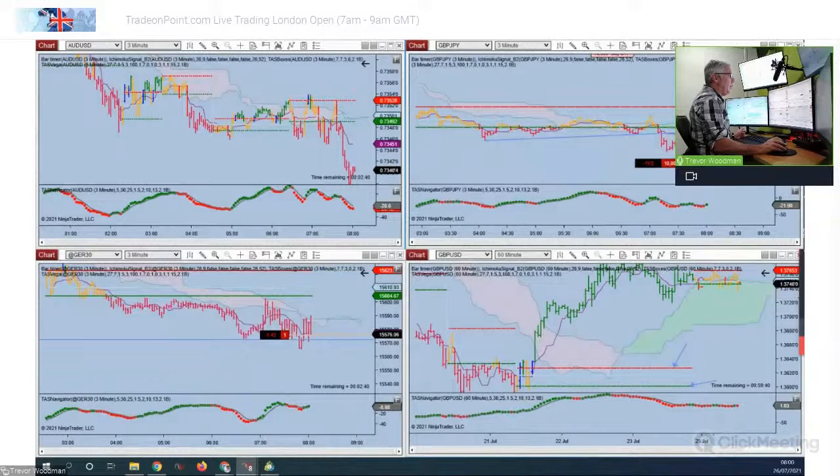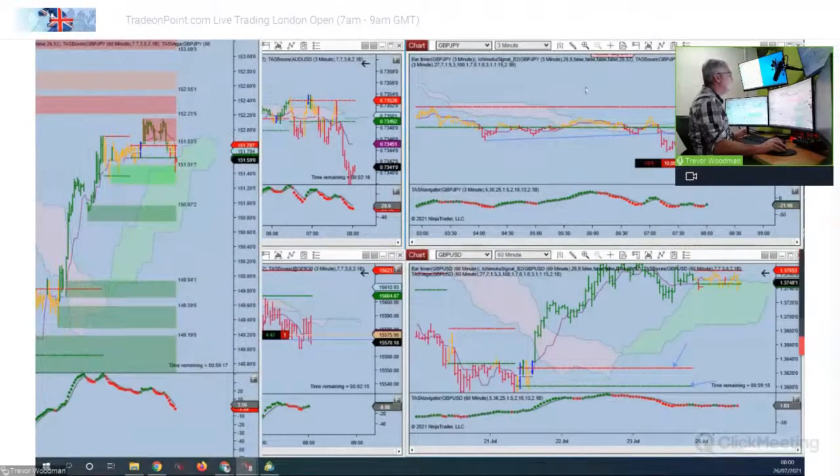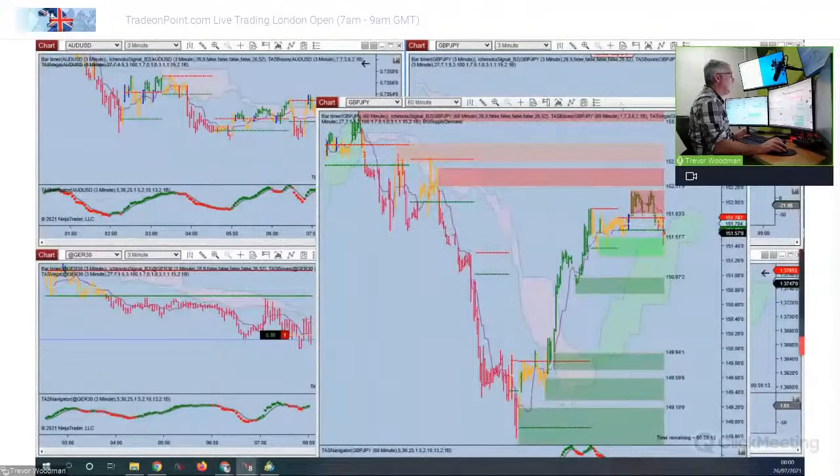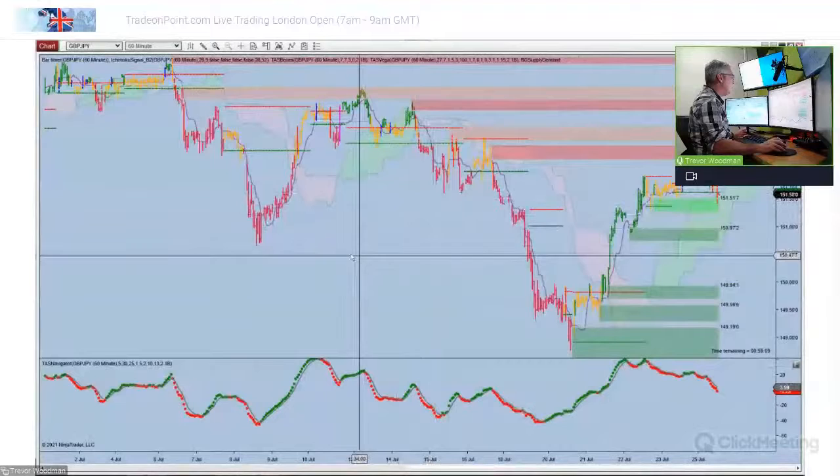Now the pound yen, it's a 3-minute chart. Half of this loss over here is actually just the spread, because the spread is quite wide on the pound yen. But if you look at the pound yen, I'll bring that onto the chart now. Again, we'll start on the 1-hour chart. And again, this is what I'm looking at.